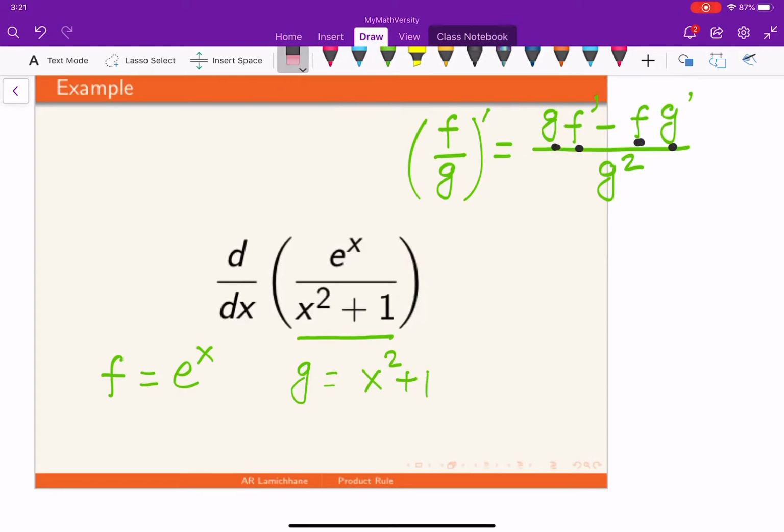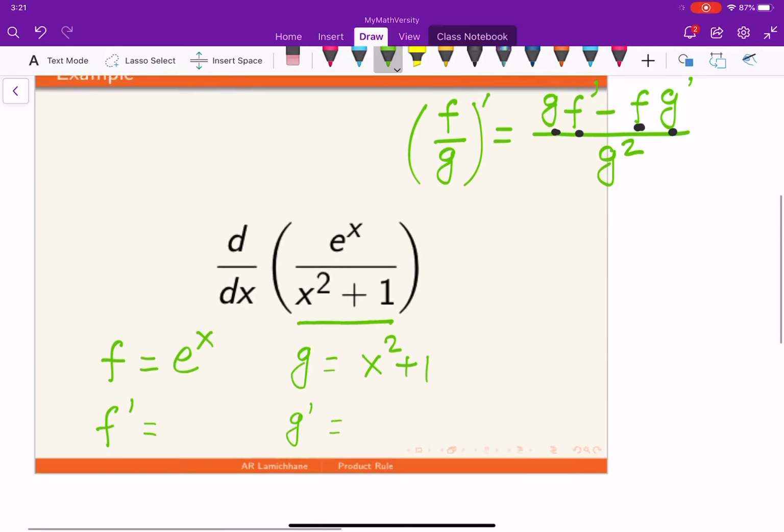So we can have those down, and then once we have that, to find f prime and g prime, we can just find the derivative of the given functions. What is f prime? The derivative of e to the power x is e to the power x, right? So we can write that down. What is g prime? The derivative of x squared plus 1: the derivative of x squared is 2x, the derivative of 1 is 0, so just 2x is the derivative of g, right? So we have f, g, f prime, g prime.